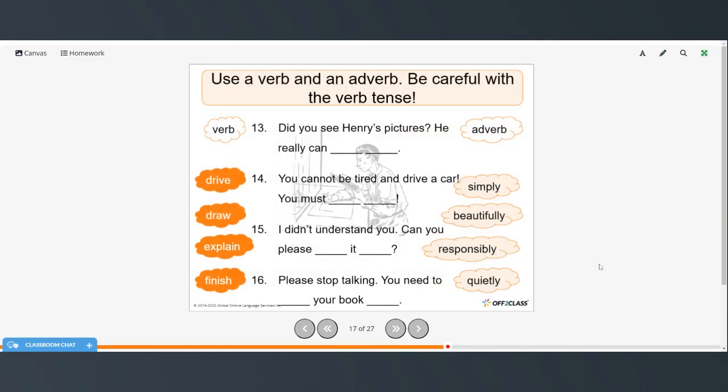All right, use a verb and an adverb, and be careful with the verb tense. Again, you can pause the video, try these on your own, and then restart when you're ready to check your answers.